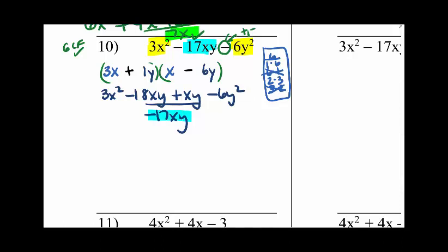It matches. So my final answer here is 3x plus y times x minus 6y. If you put a 1 in front, it's not going to mark it wrong. Other quick comment, if you had had the signs flip-flopped in this one, when you FOILed it out, you would have gotten a positive 17xy. So if that ever happens when you have a negative and a positive, it just means change the sign. Leave everything else alone.